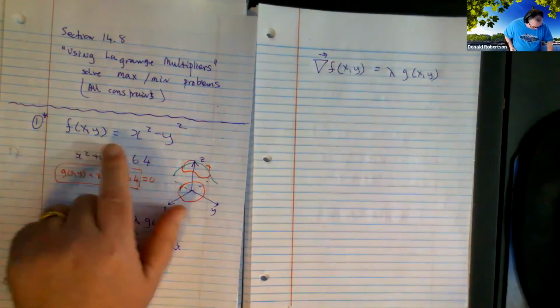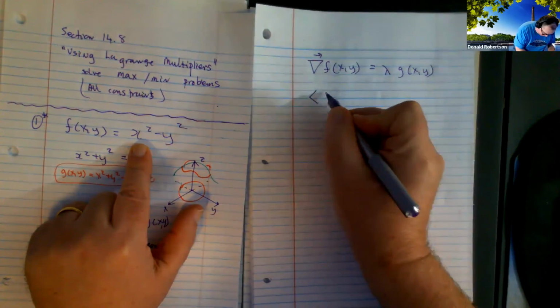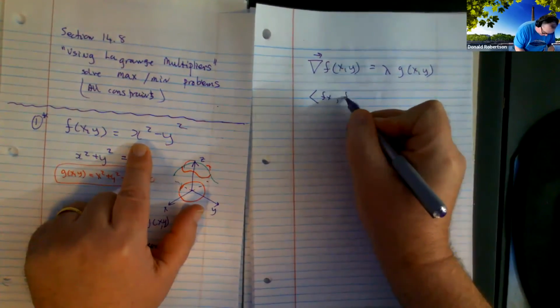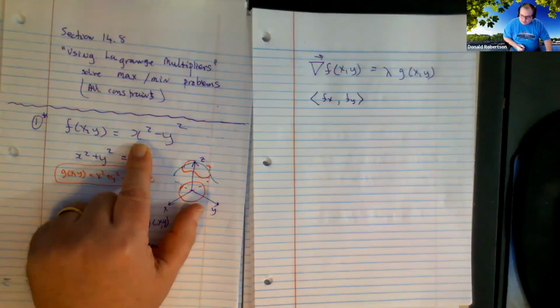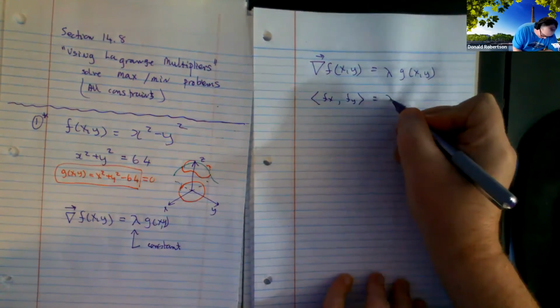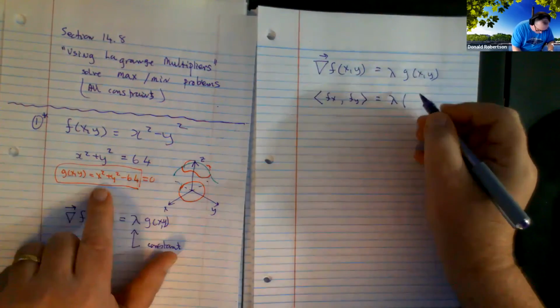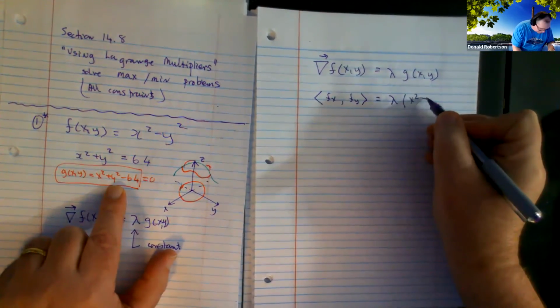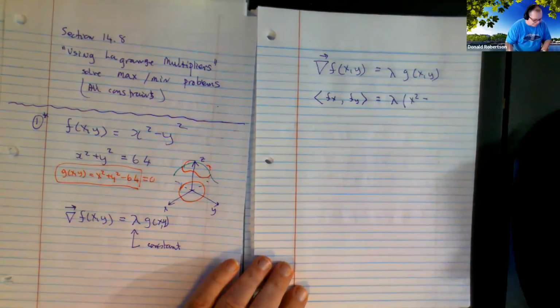This guy is f of x, comma, f of y. Great. Partial derivative with respect to x, partial derivative with respect to y. This guy is lambda x squared. Oops, I forgot something.